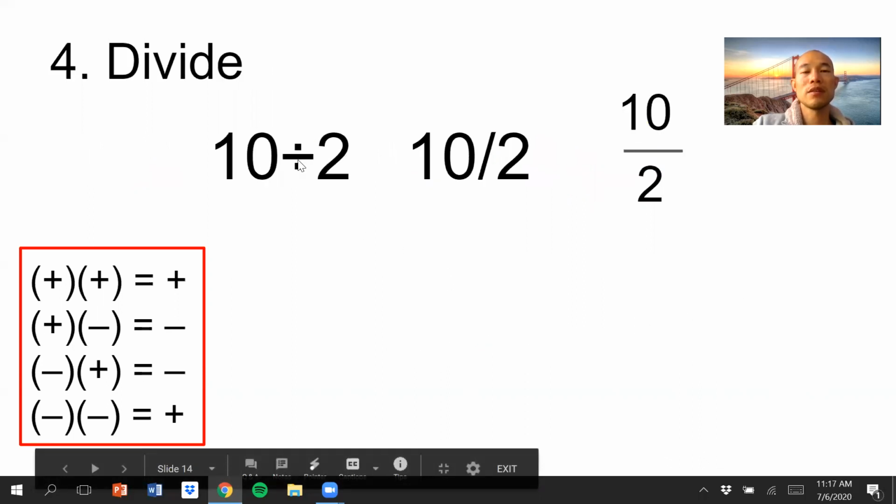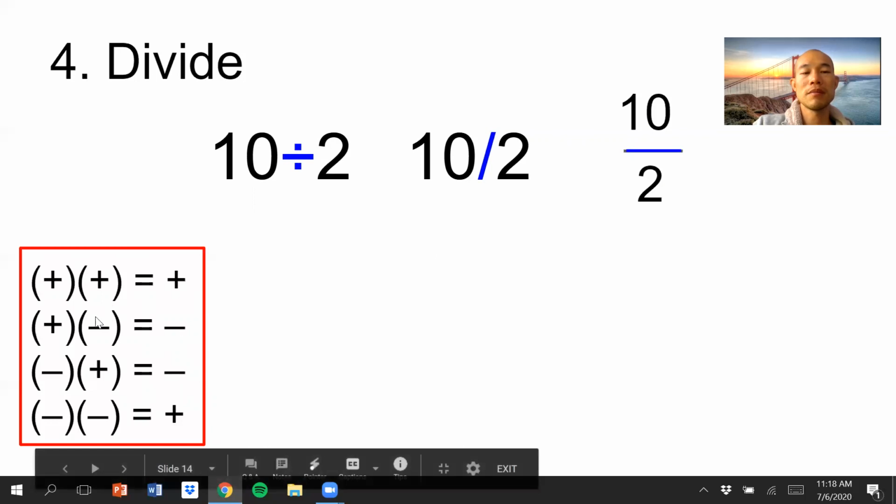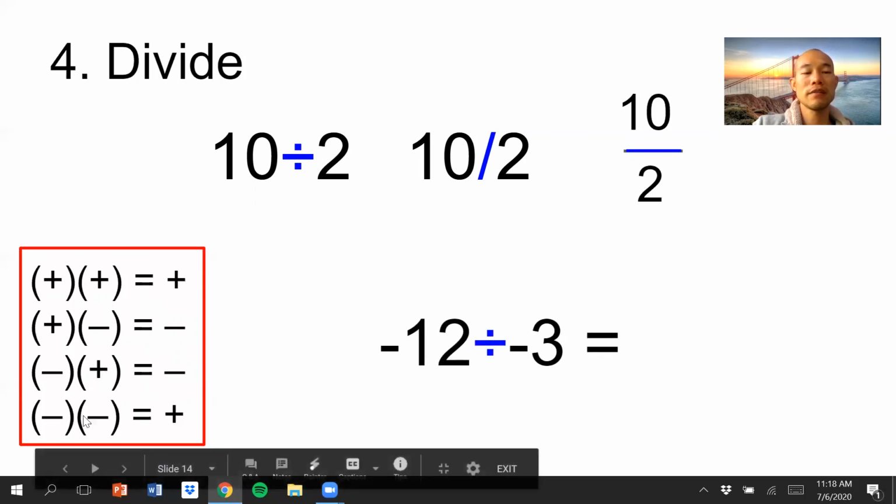Same with division. So there's the division symbol, but it may also be written as a forward slash or a fraction. All of these mean 10 divided by 2. 10 over 2 means 10 divided by 2. So all of those symbols mean division. And again, we're going to use the sign chart to help us figure out the resulting sign. So 12 divided by 3 is 4, but when you have a negative divided by a negative, that result would be positive. So a positive 4.